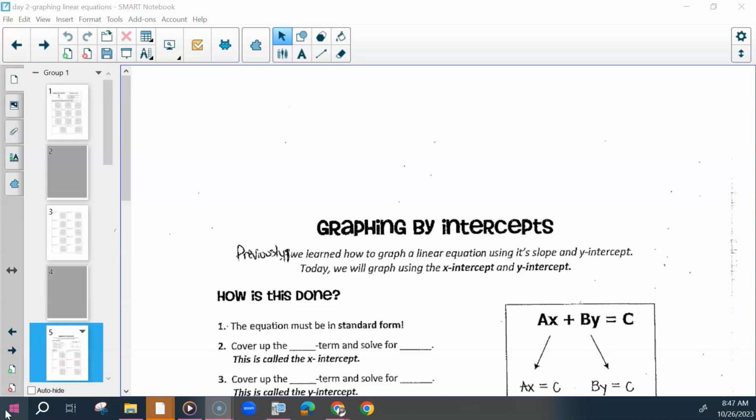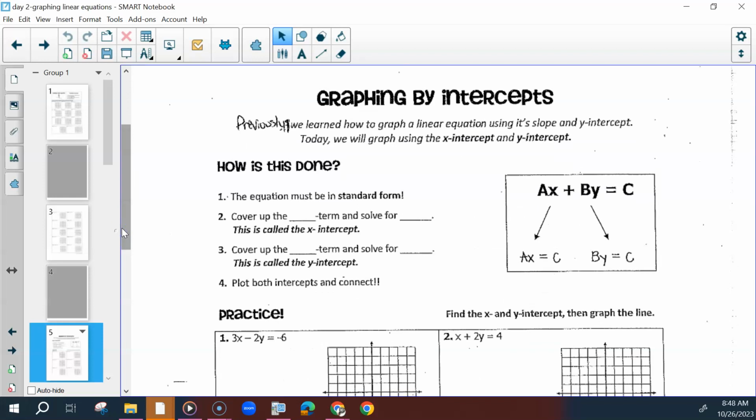So just to recap, we talked about graphing by slope-intercept form, graphing when it's not in slope-intercept form, when it's in standard form, converting it back. Graphing horizontal and vertical lines. And now we're going to talk about graphing by intercepts. So this is similar to when we were solving intercepts in this format. So we don't need to convert it. We don't need to put it back in slope-intercept form. It should be in standard form for this.